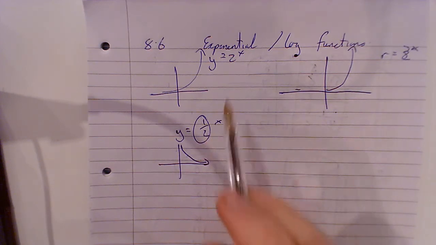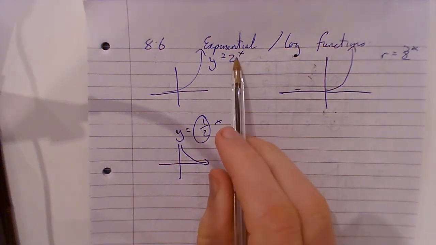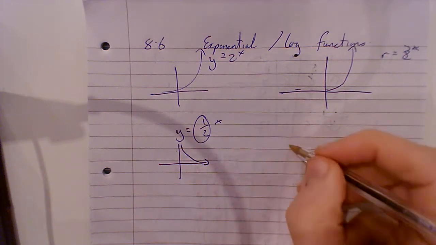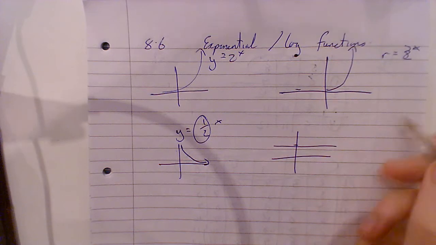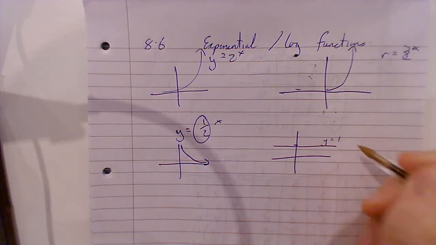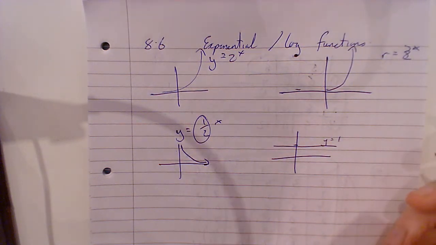When the base is less than 1, it goes down like this; when it's greater than 1, it goes up like this. If this was just 1 to the power of x, what would happen? It'd be the value of 1 here, and that's y equals 1. 1 to the power of anything is 1.